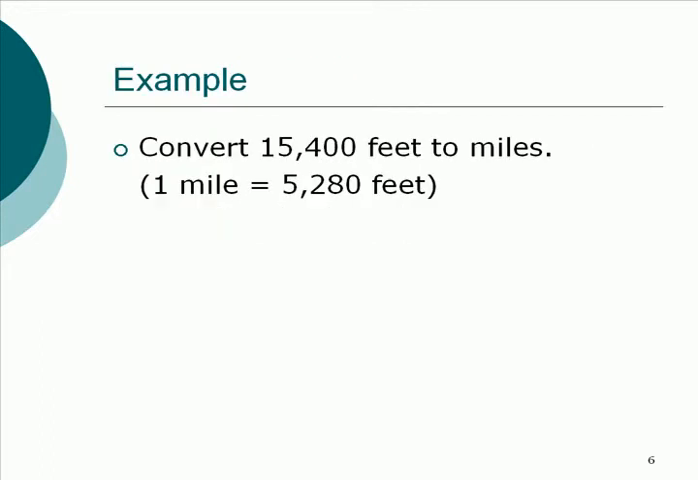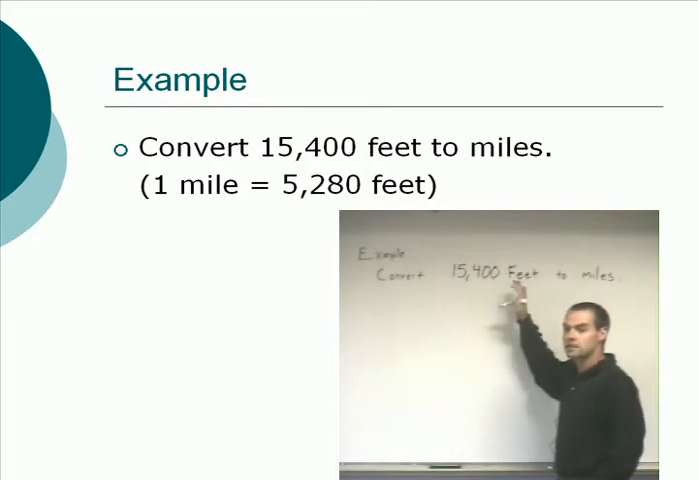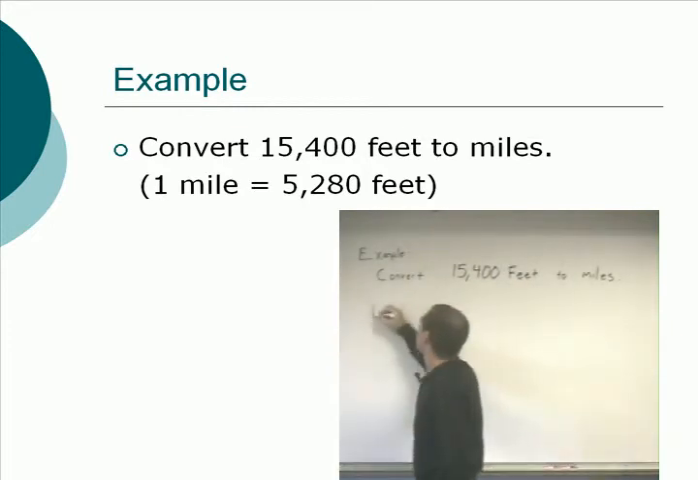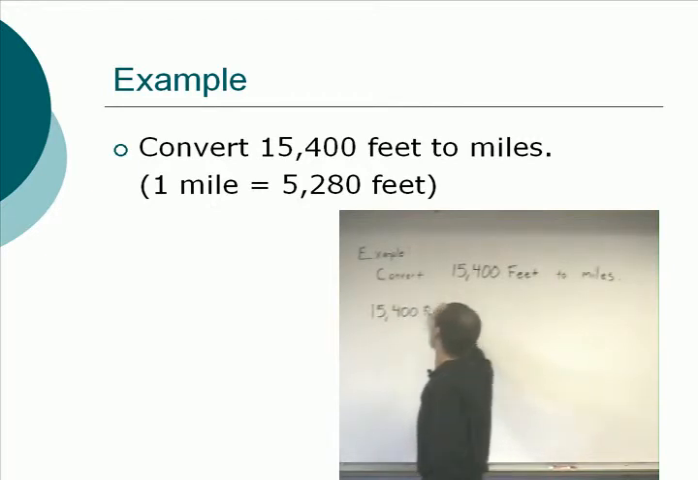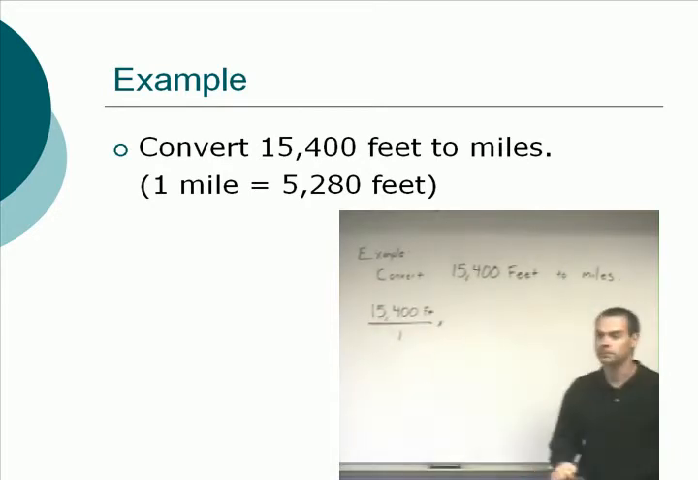Notice that this is a regular equal sign and not a little squiggly equal sign. That means this is an exact conversion. We'll see why that's important a little bit later. But here's what we're going to do. The first step in performing conversions in this method is to take the value you want to convert and slap it over 1. Turn it into a fraction by putting it over 1. So we're going to have 15,400 feet, and we turn it into a fraction by putting it over 1.